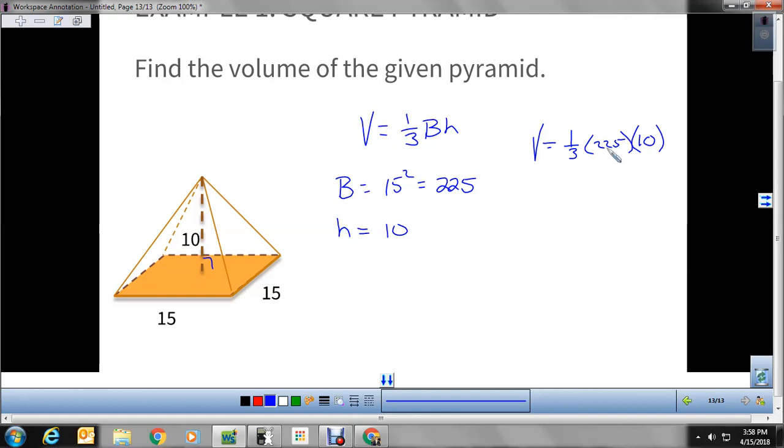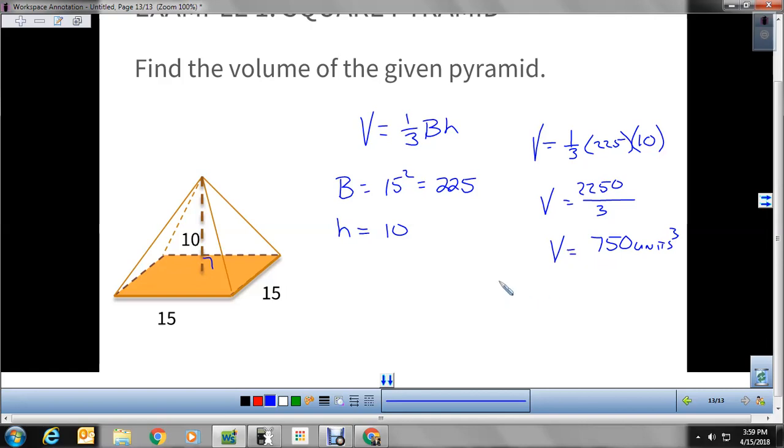So you can simplify this number by seeing how many times it goes in, or you can just multiply it out. So if you multiply 225 times 10, we're just going to add that 0, and now we're going to divide by 3. That's the same thing as multiplying by 1/3, is dividing by 3. So now, see how many times that 3 goes into 2,250, and the volume is going to end up being 750 cubic units. So this is units cubed. Volume is always cubic units.